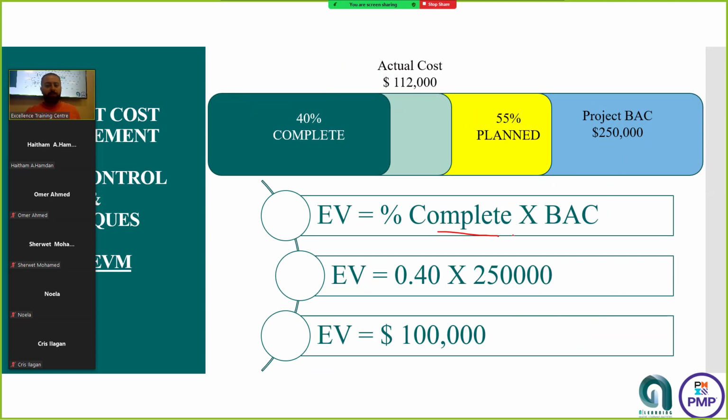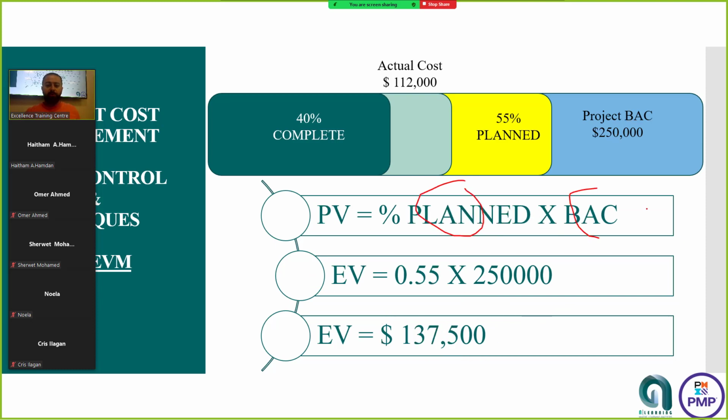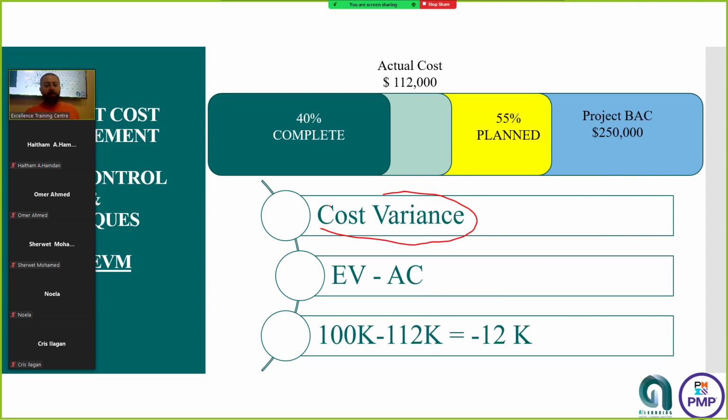So the EV is the percentage multiplied by this number. You are 100% correct. 100,000. And the PV, the planned percentage multiplied by the BAC, which is this equation, and you are 100% correct. Great. Variance or cost variance. We want the EV minus the AC.